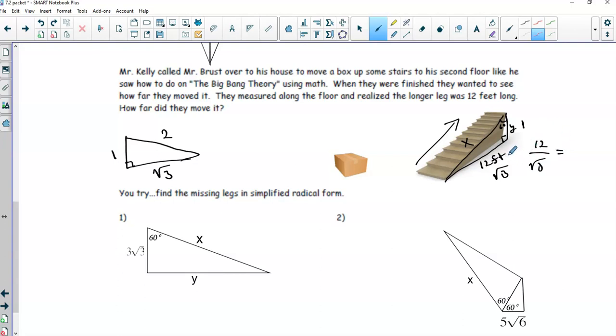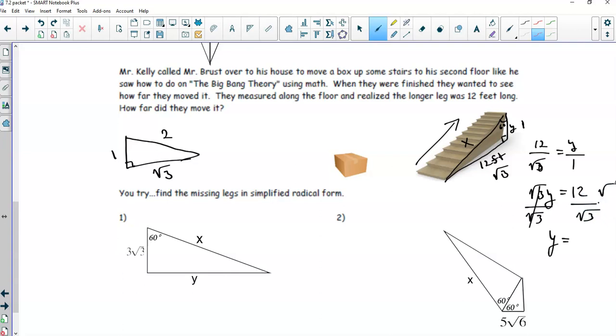as 12 is what they measured. Y is what I want to find out is to 1. So this is the square root of 3. So cross multiply. The square root of 3 times y is equal to 12. Divide by the square root of 3, divide by the square root of 3. This cancels. Y equals, remember you cannot leave the radical in the denominator, so you must rationalize it.